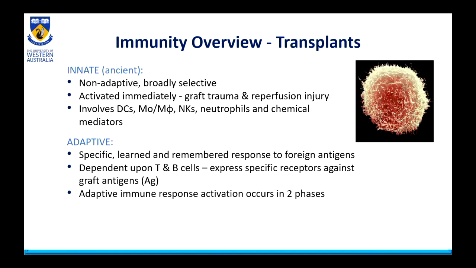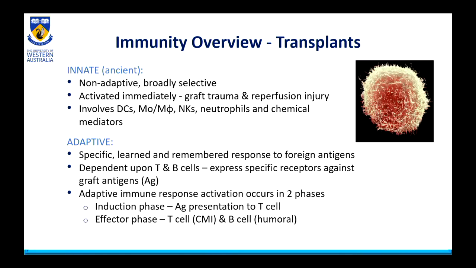Adaptive immune response activation occurs in two different phases. One is the induction phase, which we talked about again yesterday, where the antigen is presented to the T cell, and the effector phase, where the T cells and the B cells become activated, and that's both cell-mediated and humoral immunity.